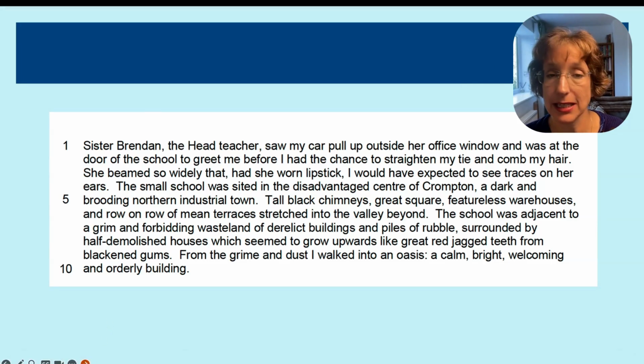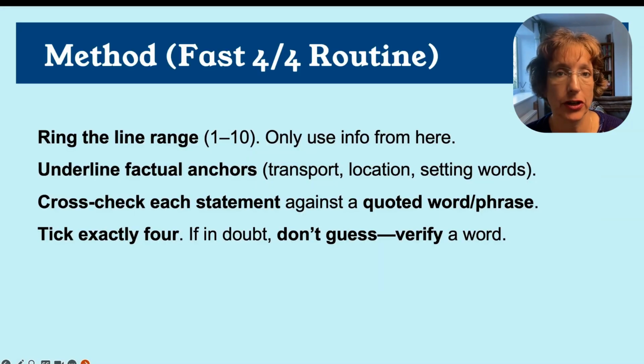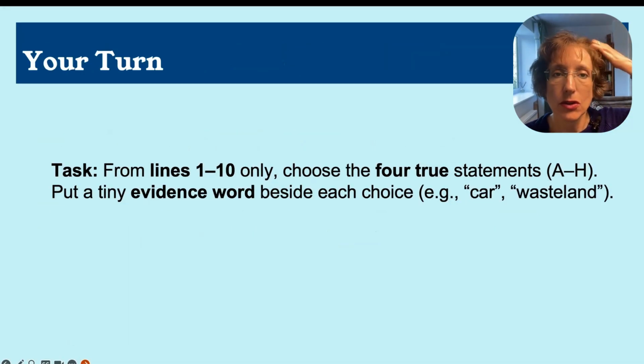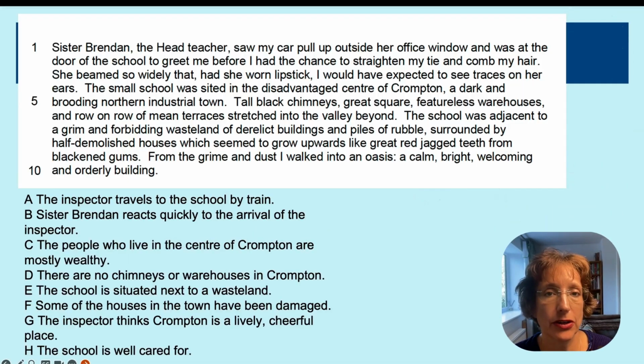Okay, so that's the passage. So as I said, you read that first and you only use the information from here. So underline the factual anchors, the transport, the location, the setting, those words, and cross-check each statement against a quoted word or phrase and tick exactly 4. So if in doubt, don't guess, go back and check. So let's have a look. Have a go at this.